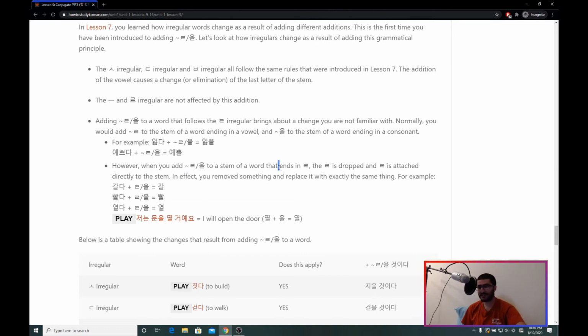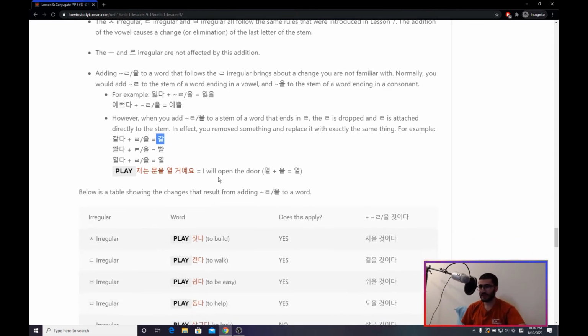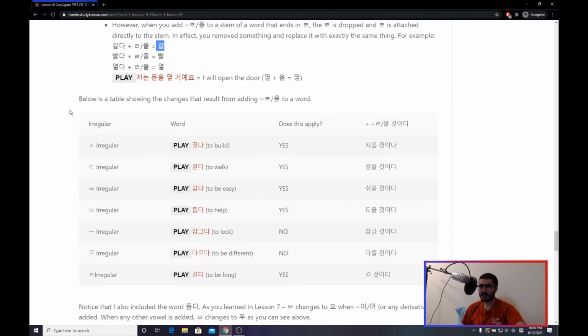Haha, I didn't actually think of it that way. I just thought we don't attach it. So 칼다 becomes 카, and then you would add the 리을, so it still stays as 칼. 열다 would be 여, and then 열, so it wouldn't change basically. 열 거예요. So here's a table that you can see.